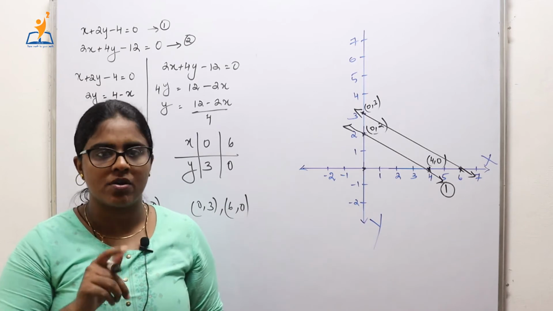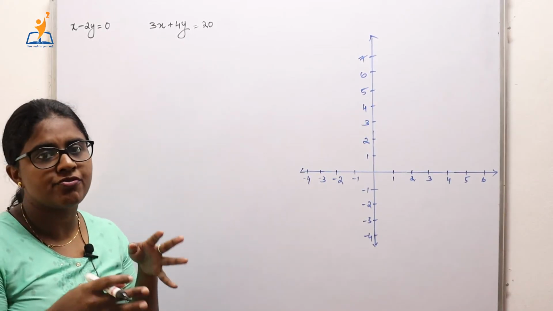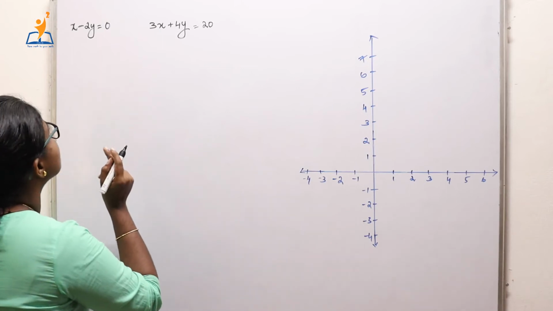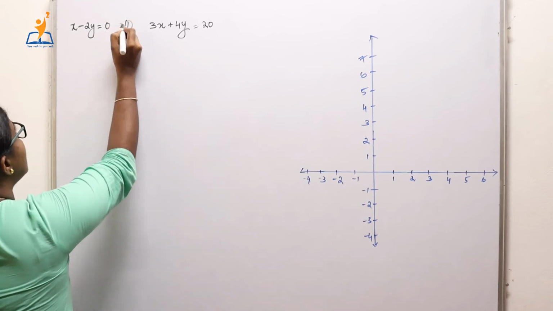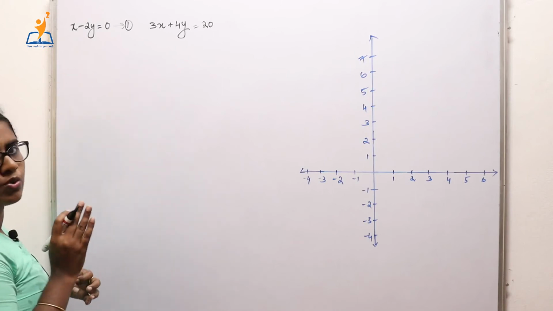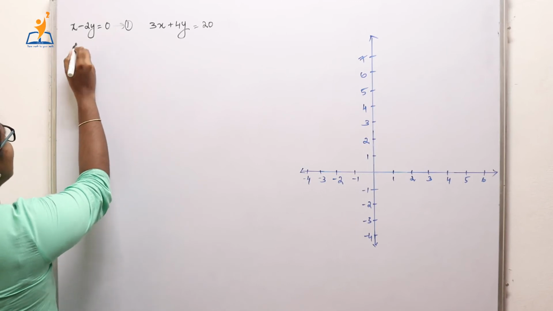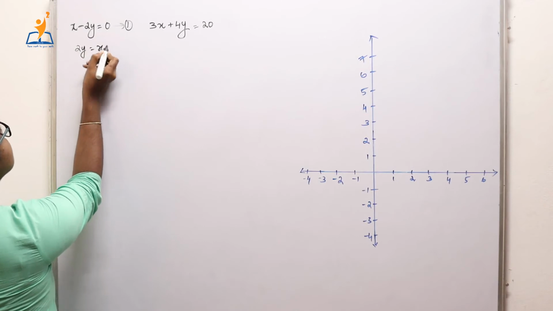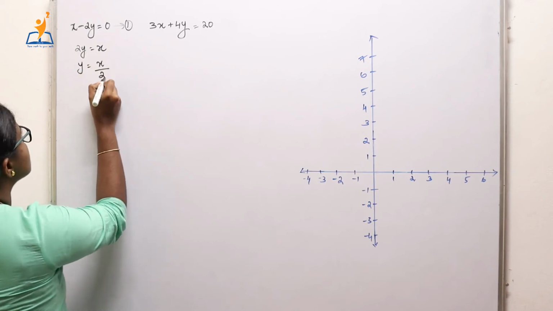And we will go for one more question. Now in this question we have a pair of linear equations in 2 variables, and we are going to solve them graphically. For that, first we want to consider equation number 1 and find 2 points such that it satisfies x minus 2y equals 0. Now we will go for finding y, that is 2y equals x, and y becomes x by 2.